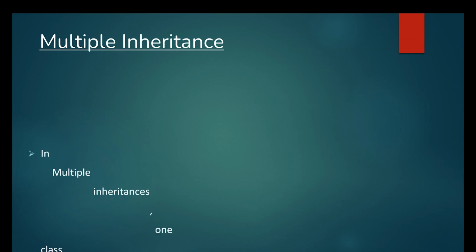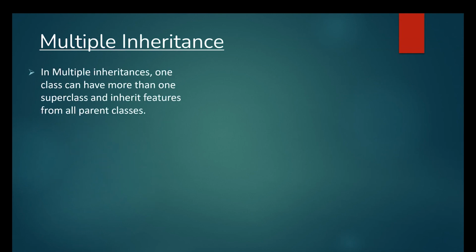Okay, let us move to the first point. In multiple inheritance, one class can have more than one superclass and inherit features from all the parent classes, right? That's what I told you. There will be one subclass, and there will be multiple superclasses for that class, and it will be inheriting all the properties and behavior of all the superclasses, right?